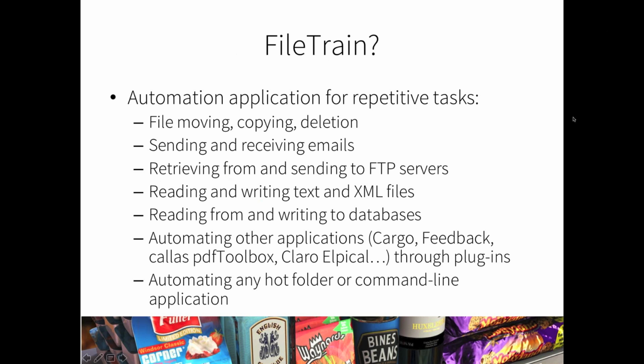FileTrain is an application that allows you to automate a whole range of repetitive tasks. And you see a long list on there. I'm not going to be reading all of those, but basically moving files around, renaming them, presenting them to external applications to get things done. You have the possibility to read and write XML files. You have the capability of using databases to get information from them or write information to them. All of that is possible, together with getting files from hot folders, having timed actions that run once a day or once an hour or something like that. All of those things are possible.